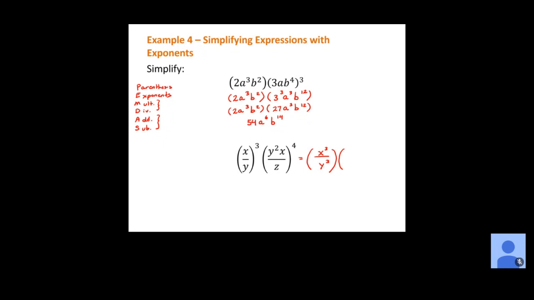All right, so now if we distribute that 4 in there, what are we going to get in the numerator this time? Good. We multiply the 2 and the 4 to get y to the 8th, and then we just have an x to the 4th, and then down in the bottom, we're going to have that z raised to the 4th power. Any questions on that step?